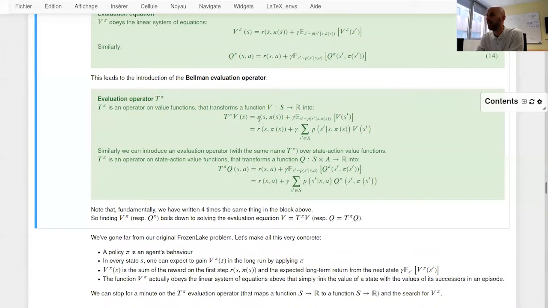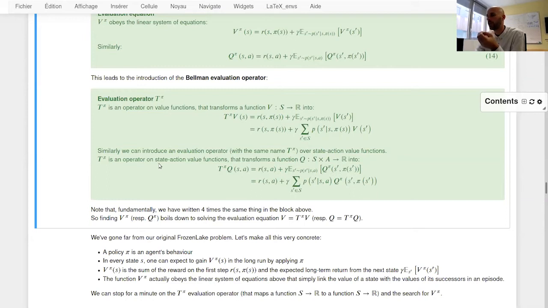And this is precisely the immediate reward I get plus the expectation over next state of the value defined over next states. If I want to write this expectation explicitly, I can write that it says the sum over next states of the probability to reach the state times V of S prime. Similarly, we can actually have a slight notation abuse and introduce an evaluation operator with the same name over not state value functions, but state action value functions, so those Q value functions.